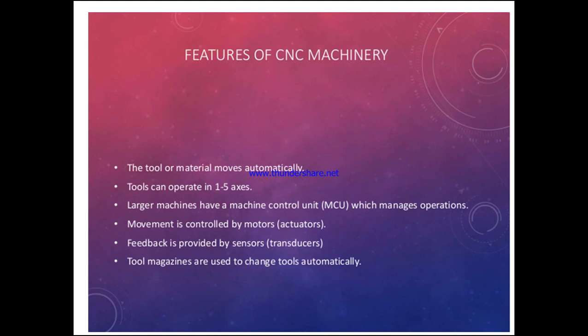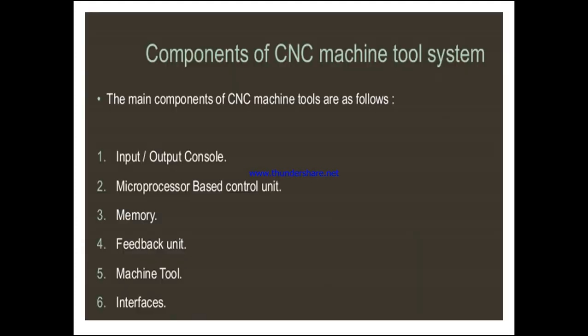Features of CNC machinery: the tool or material moves automatically. The tool can operate in 1 to 5 axes. When we talk about 3 axes, we also have 5 axes. Larger machines have a machine control unit which manages operations. Movement is controlled by motors and actuators. Feedback is provided by sensors, that is, the transducers. Tool magazines are used to change tools automatically.